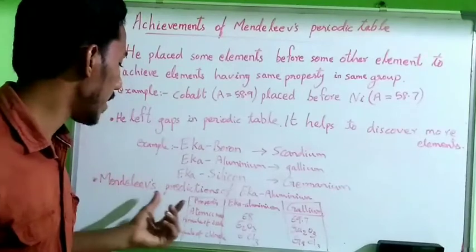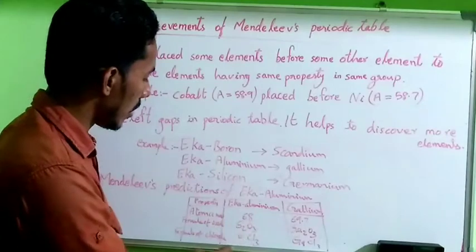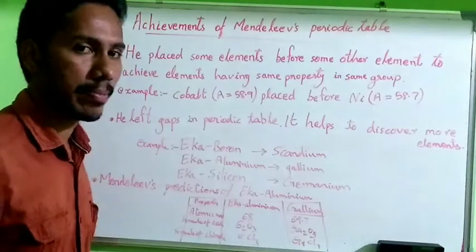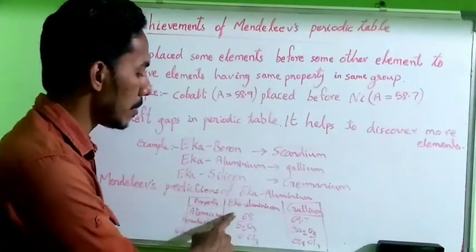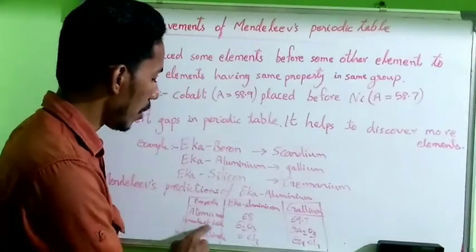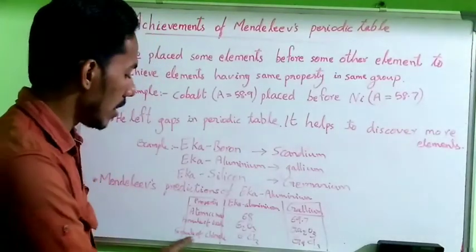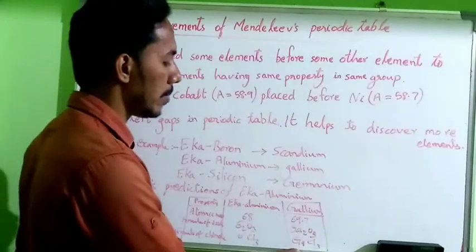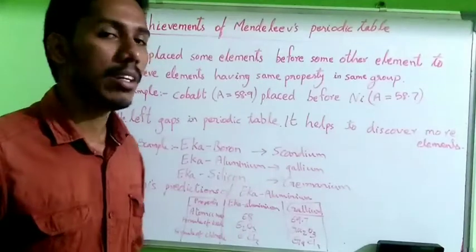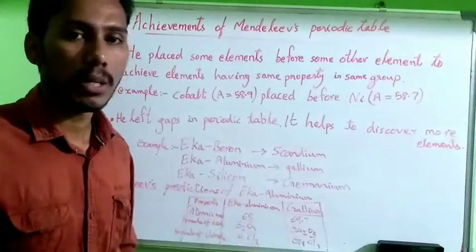He also predicted the properties of Eka-aluminium. His predictions are here, and the modern values after the discoveries are here. The atomic mass of Eka-aluminium was predicted as 68. It is 69.5. Then the formula of the oxide, E2O3, is the same as Ga2O3. Then the formula of the chloride, ECl3, the same thing repeated, GaCl3 was found. So his predictions led to several achievements, and it led to the modern periodic table.